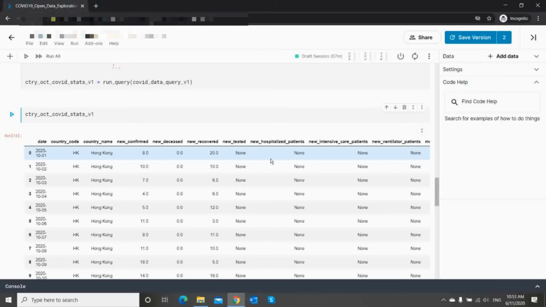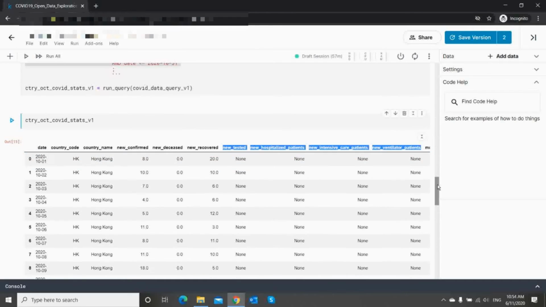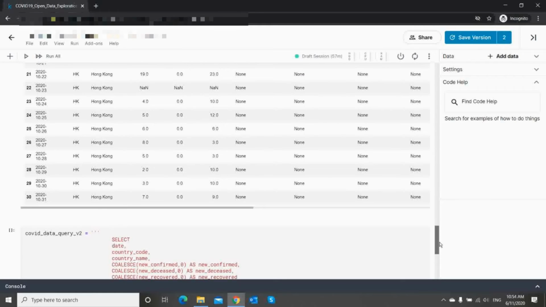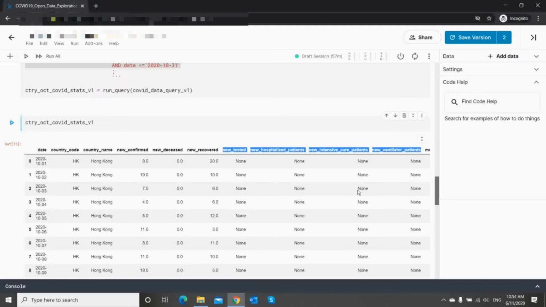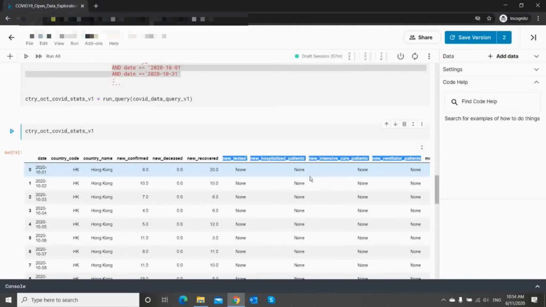So then we are going to look at where we have missing data, and these 4 columns do not have data for any of the 31 days. So that means that it's very likely that Hong Kong has never reported these stats in the first place. And so if we pull any SQL on this table, we should leave these 4 columns out since they are not going to be meaningful to us.